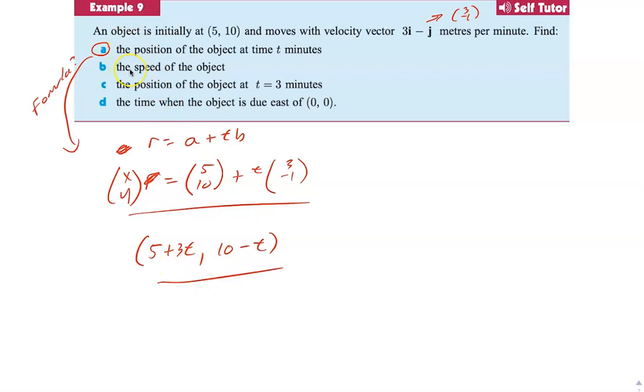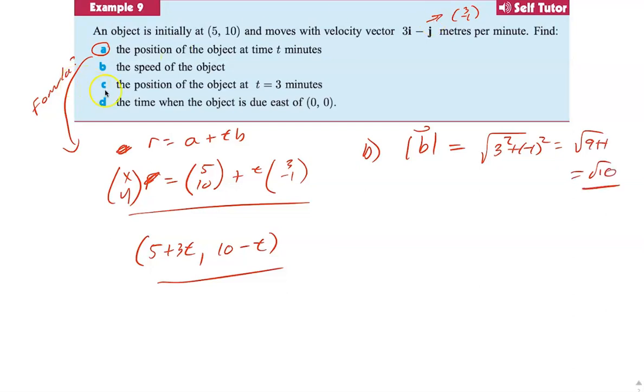Let's find the speed of the object, b. Well, the speed is the magnitude of the direction vector, which is just this guy right there. So 3 squared plus negative 1 squared, which gets me radical 9 plus 1, or root 10.